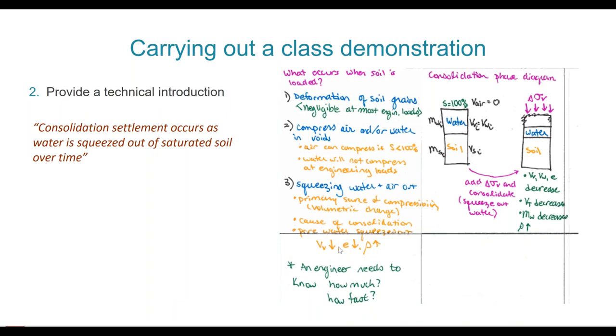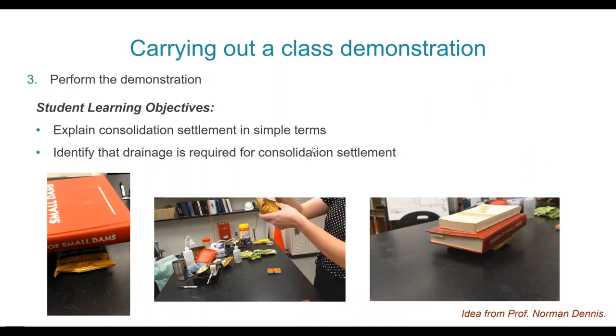Then after introducing the topic and why it's important, I'll provide a bit of a technical introduction to it. On the right, I'm showing my board notes for introducing consolidation. They're summarizing that if we apply a load to saturated soil, over time the water gets squeezed out, and then settlement follows due to that water being squeezed out of the soil. As engineers, we want to know how much and how fast that consolidation is going to occur. And then we also need to understand that drainage is an important part of consolidation settlement.